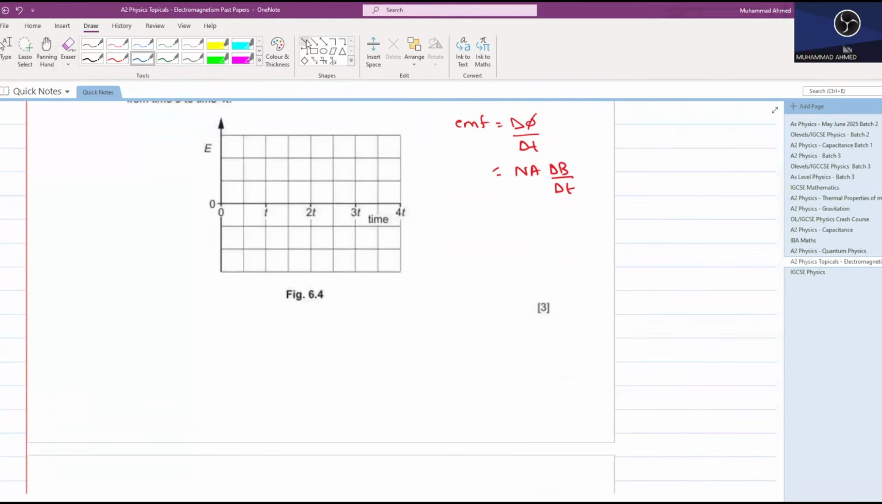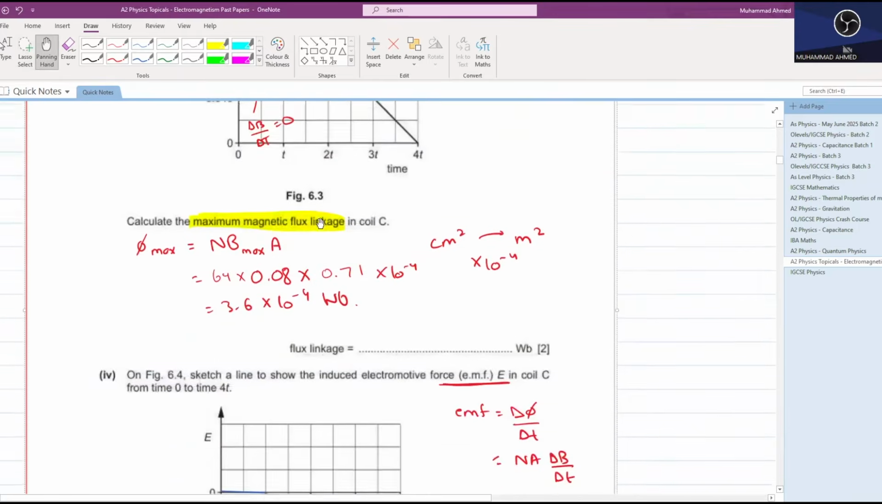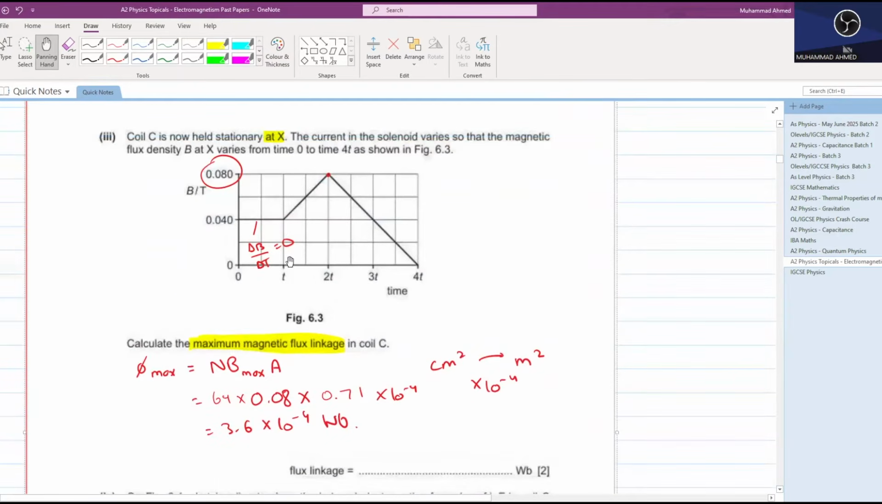Let's make a blue line here. I am doing it with the blue because the rest of the working is done with red, so to create a distinction. So from 0 till time t, you will have a 0 EMF. Why? Because your change in B over change in t is equal to 0. This causes the entire EMF to be 0.